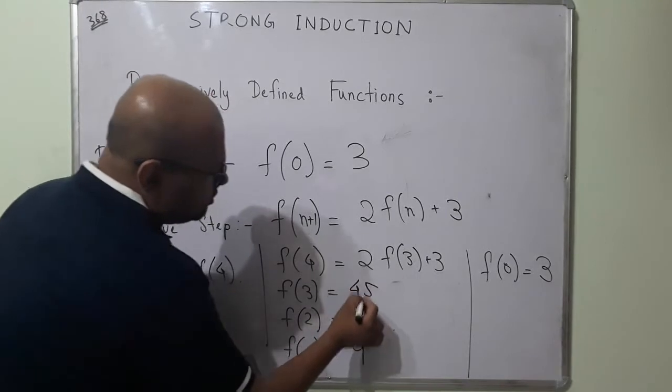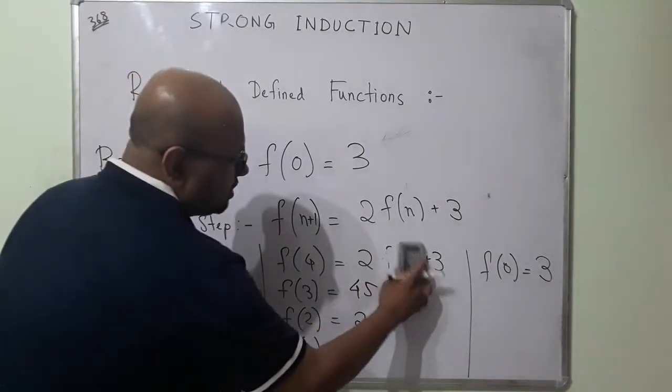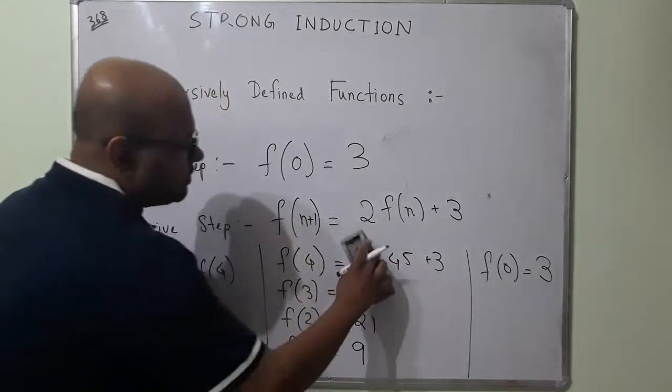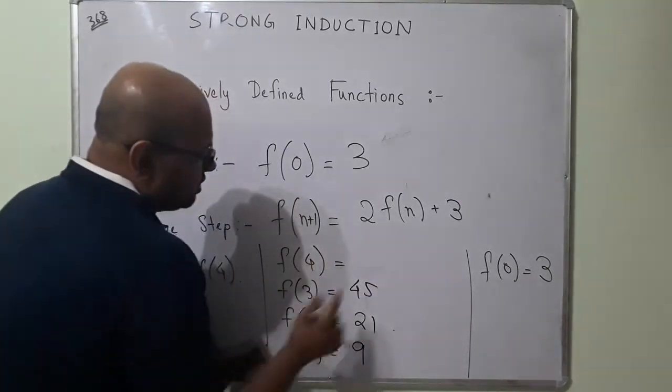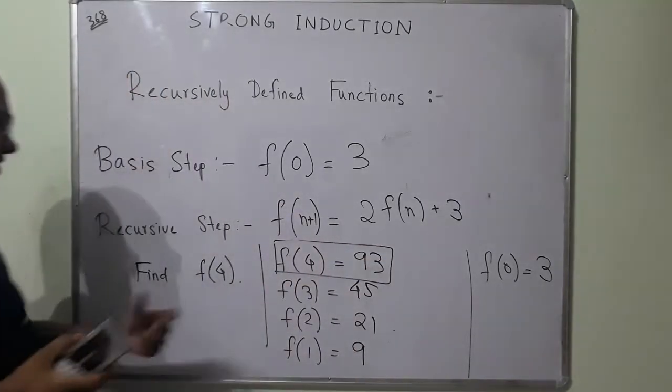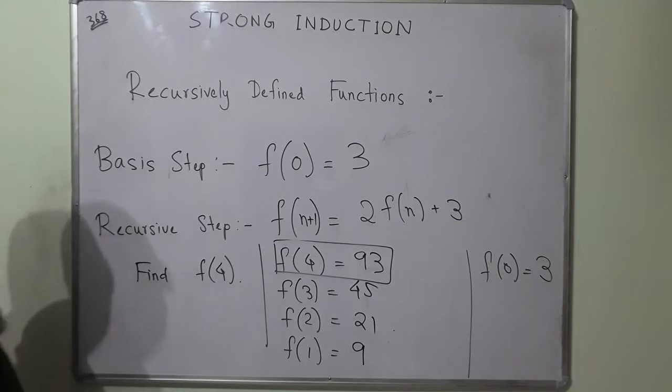Okay. Now we will substitute 45 in here. So 2 into 45 plus 3. This is equal to 93. Okay. So this is how I know my f of 4 is equal to 93. So this is how I have found f of 4.